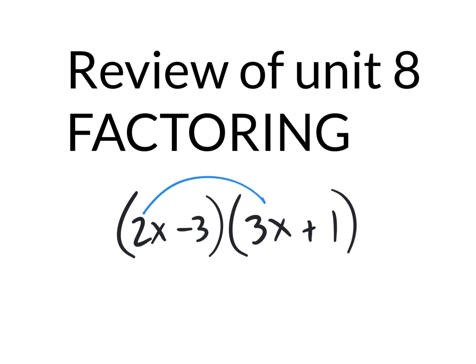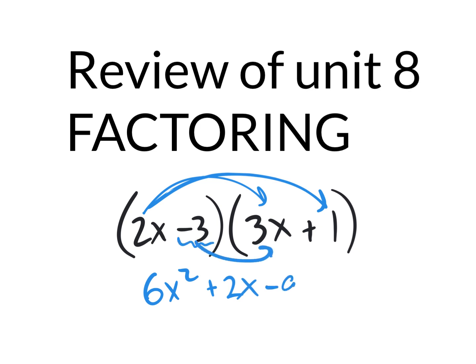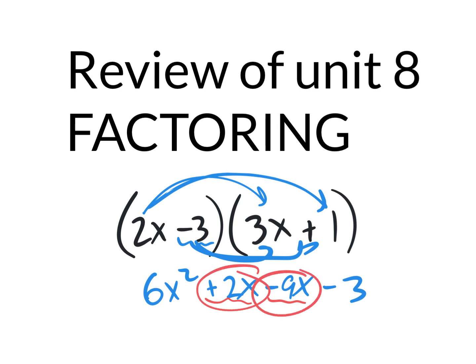So you would go 2x times 3x, and that would give you 6x squared. 2x times 1, that's going to be a positive 2x. And then you distribute the negative 3 times 3x, that's a negative 9x. And negative 3 times 1, that's a negative 3. And then, of course, you could combine the middle terms. You have 2, you owe 9, you're going to owe 7. So you have 6x squared minus 7x minus 3. And that's your final answer for that distribution problem.